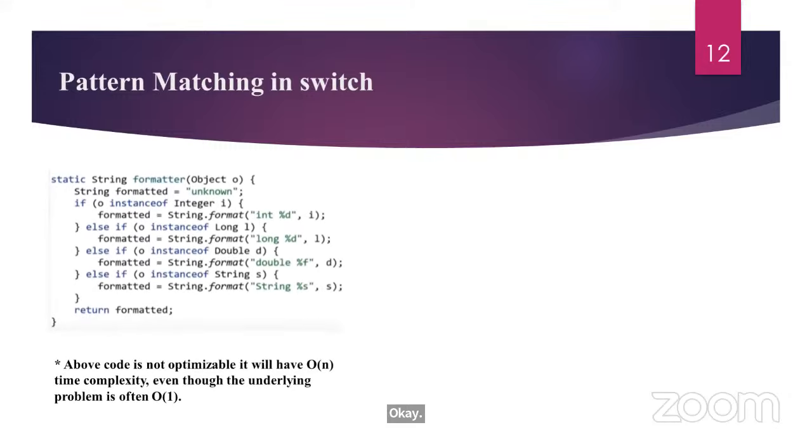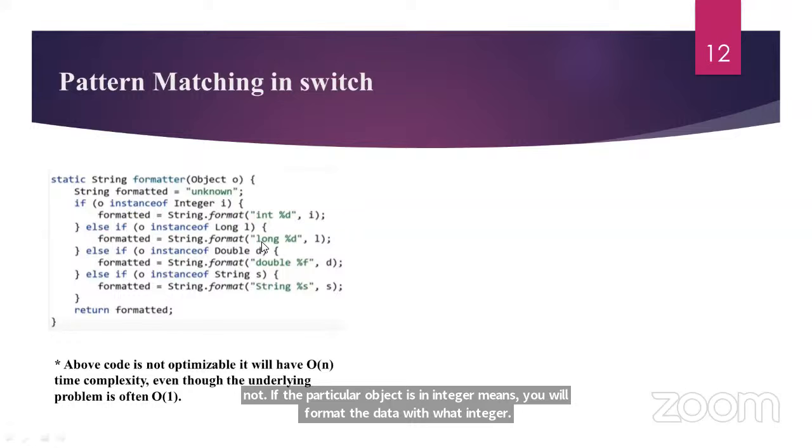If you see here, before pattern matching, how did you write the code? When you pass an object to a particular method, you need to check with the instanceof operator. If that particular object is an instance of Integer, you format the data as an integer. If the object is an instance of Long, then as a long value.